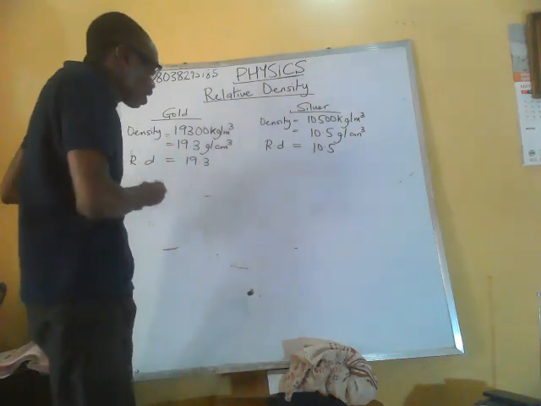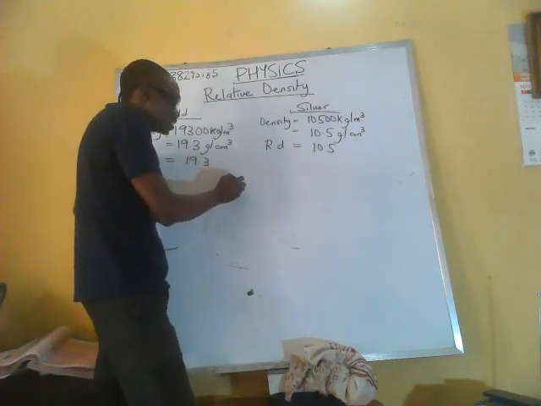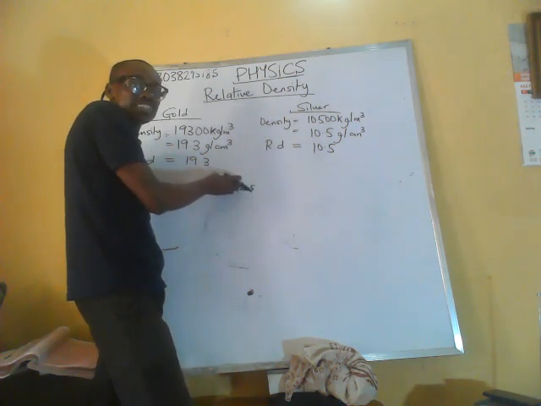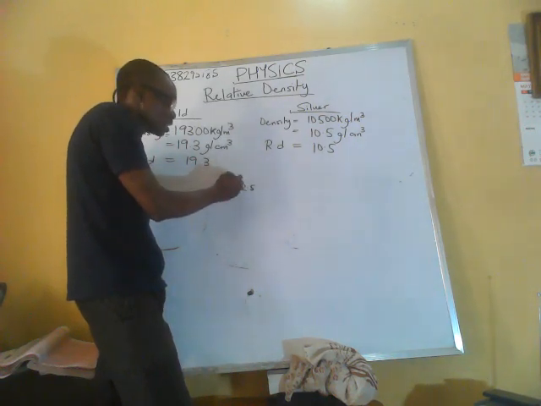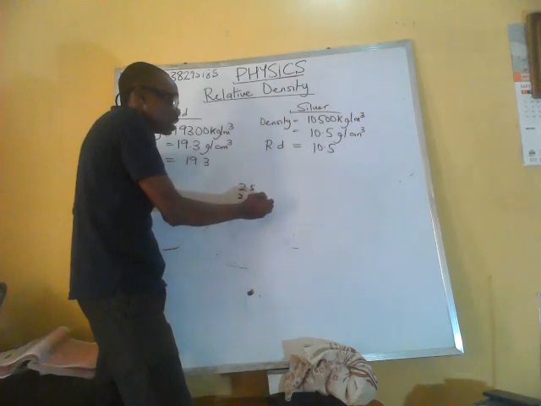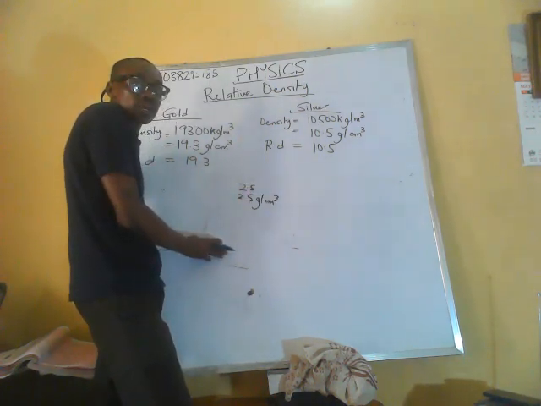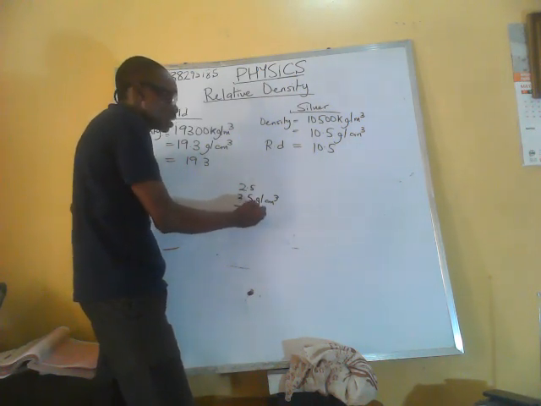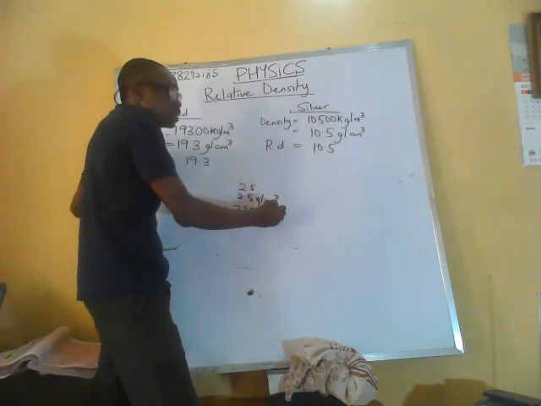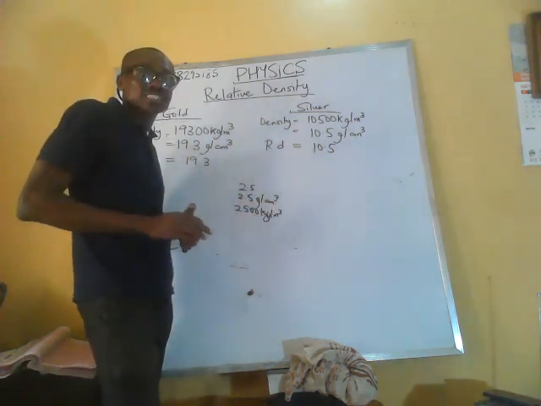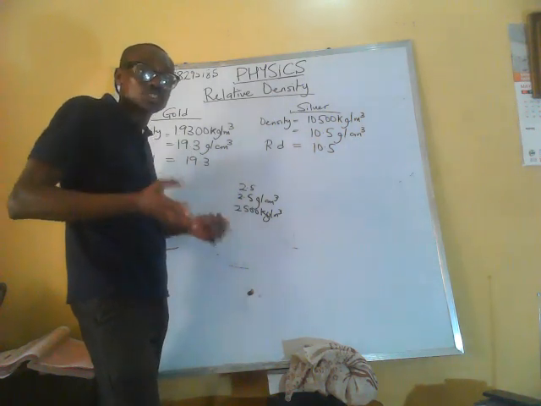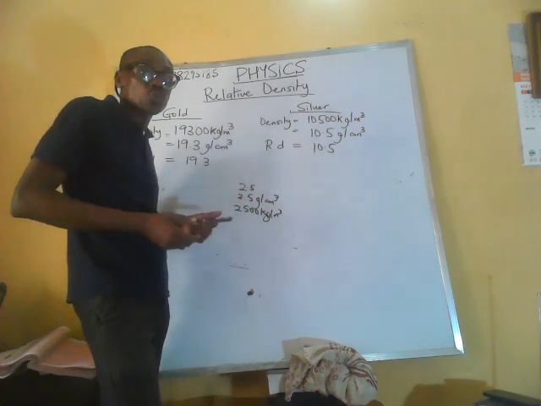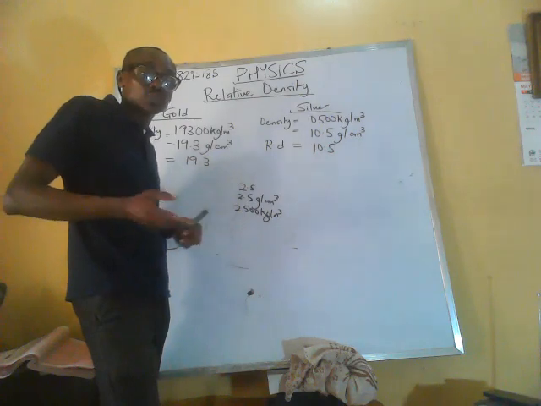Okay, so let's assume now we have a substance. The relative density is 2.5. Then the density of this substance in gram per cm cube will be 2.5 gram per cm cube. The density in kilogram per meter cube is going to be 2.5 times 1,000, that will be 2,500 kilogram per meter cube. So invariably, once you know the relative density of a substance, you know the density of that substance, both in kilogram per meter cube and in gram per cm cube. And also, if you know the density, you know the relative density as well.